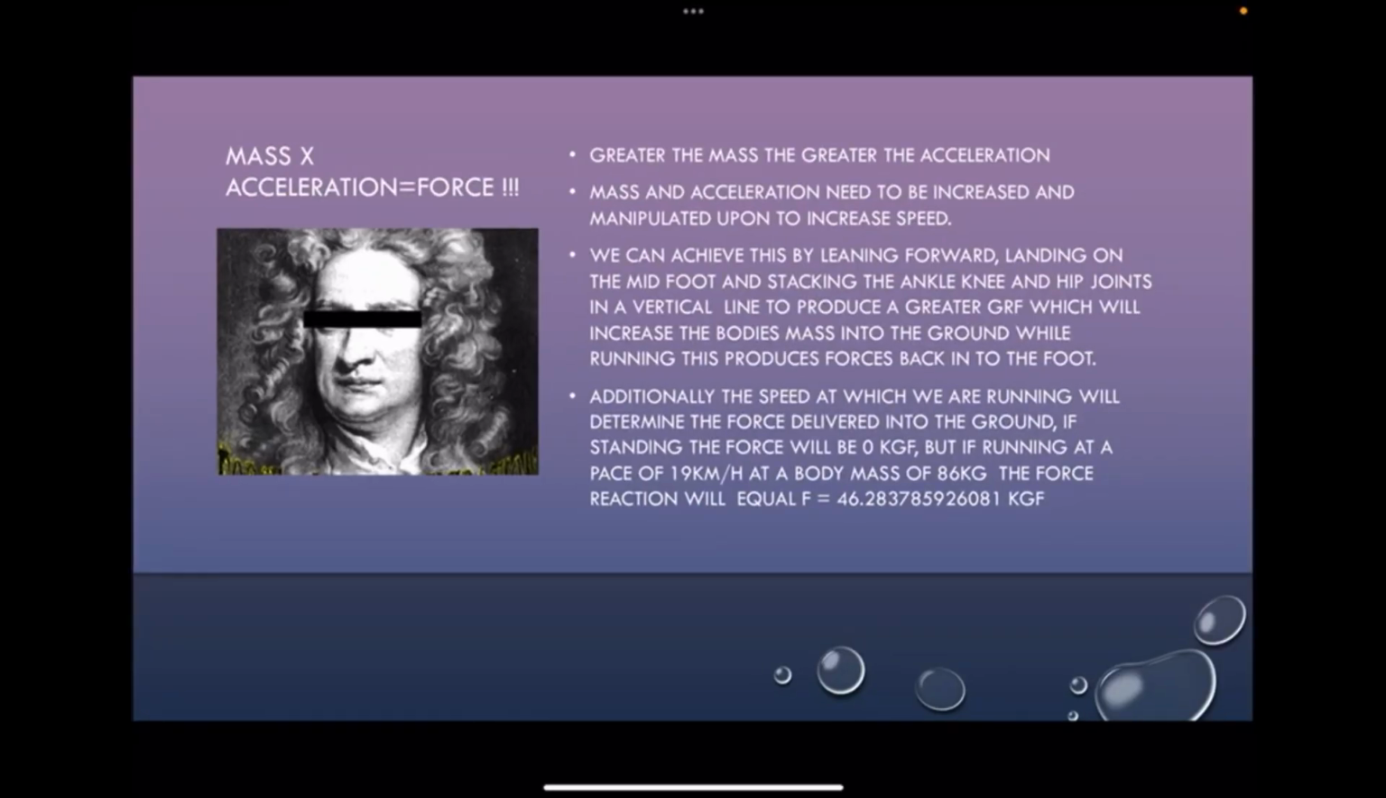Looking at mass times acceleration, the greater the mass, the greater the acceleration. Mass and acceleration need to be increased upon to manipulate and increase speed. We can achieve this by a slight leaning forwards, landing on the midfoot and stacking the ankle, knee, and hip joints. During our second phase, a vertical line produces greater ground reaction force, which will increase the body's mass into the ground while running. This produces forces back onto the foot, helping and propelling us forwards.